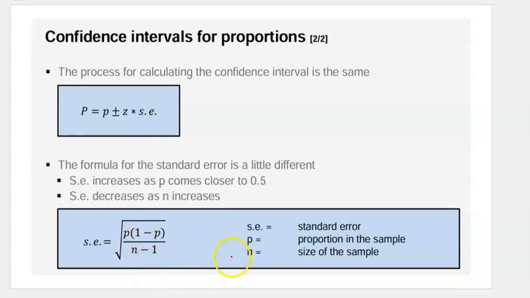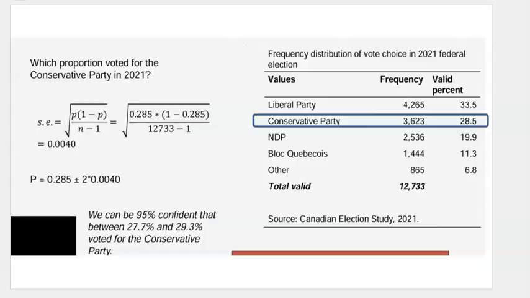So you can see here, the total participants minus 1 is in the bottom. And then the P means the proportion in the sample. You will see what that means, the valid percent. And then N minus that P. And then you take the root of the whole thing, and that is the standard error. So let's see what that means.